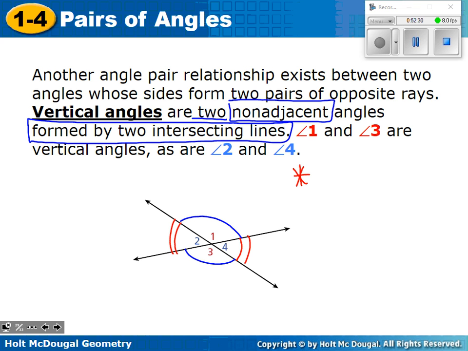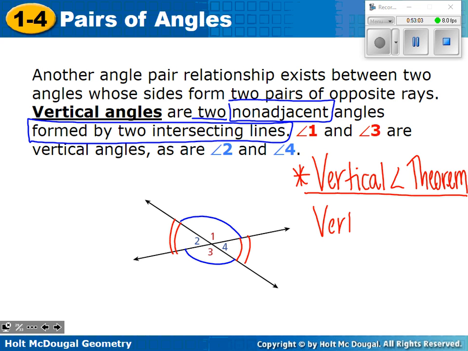Here is our very first one, and it is called the vertical angle theorem. Remember that I count off for spelling. One of the most commonly misspelled words in geometry is the word vertical. It is not C-L-E, it is C-A-L, vertical. So maybe you could tell yourself over and over again, it's vertical, vertical, vertical. So maybe you won't misspell it on the test, okay? Vertical angle theorem, and here is what it says. Vertical angles are congruent.